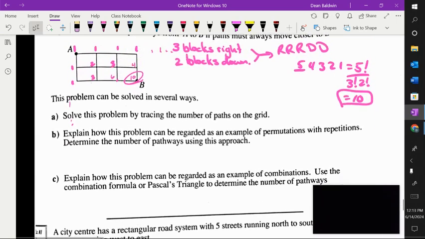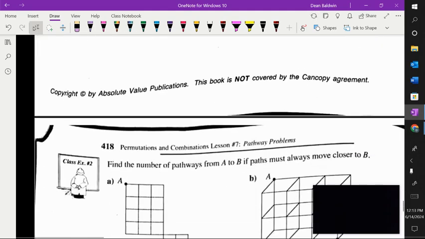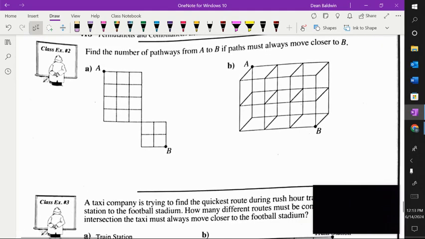We're going to, can I flip the page? Yes. No, it's not that bad.